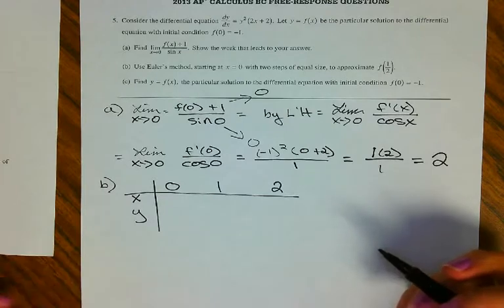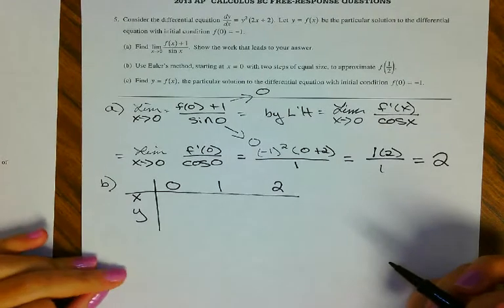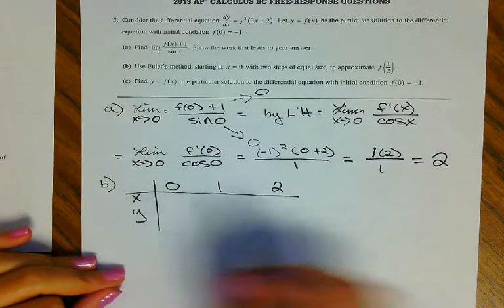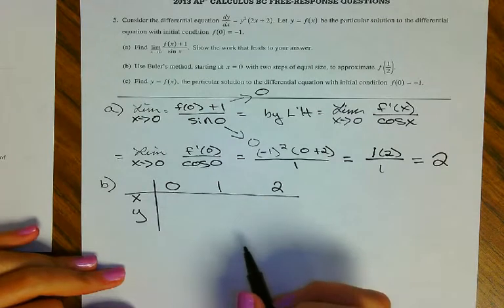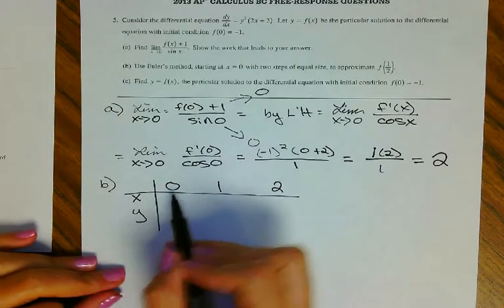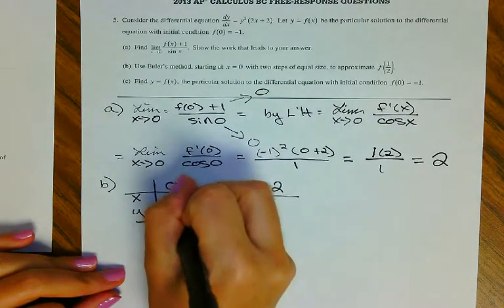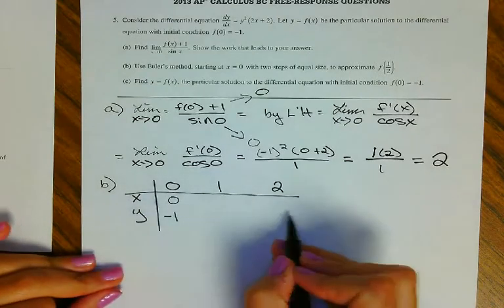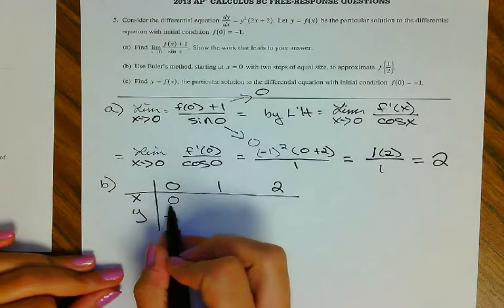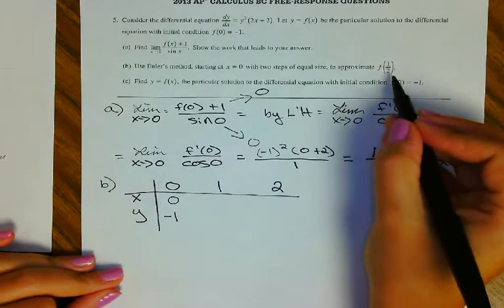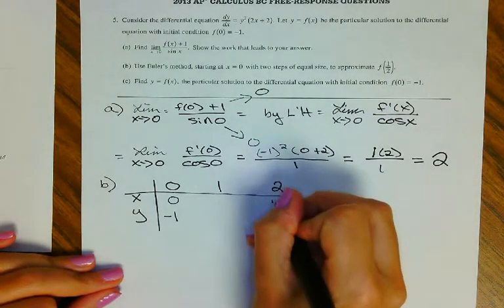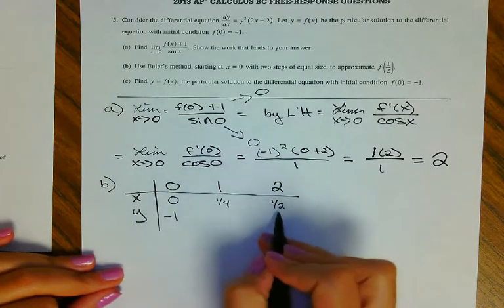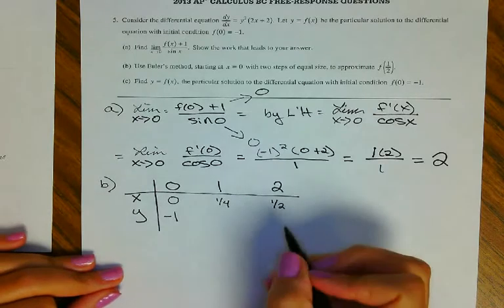In part B, it says, using Euler's method starting at x equals 0 with two steps of equal size, approximate f of 1/2. With Euler's, I think the best way to do it is to set up a little table. At step 0, you put in your initial condition: my x value is 0 and my y value is negative 1. The x row is usually the easier one. If you're starting at 0 and you need to get to 1/2 with equal step sizes, then my step size is going to be a quarter. A quarter here, a quarter there would get you to 1/2.